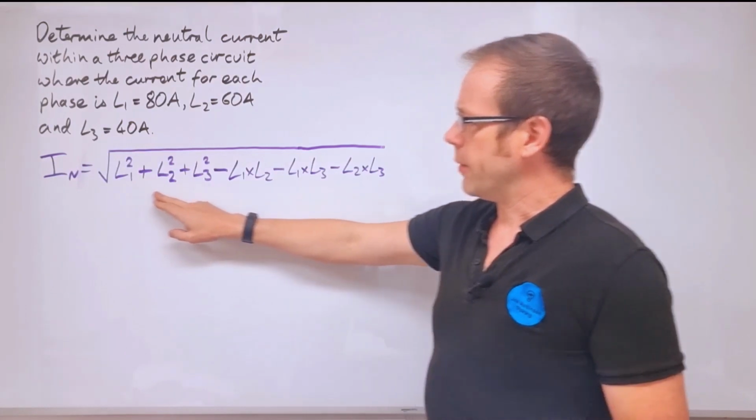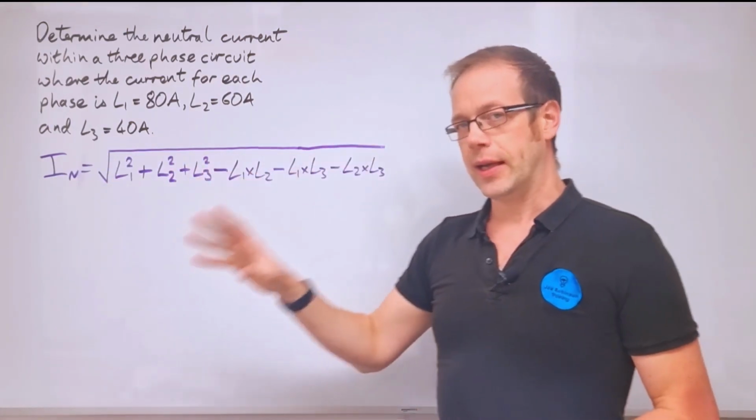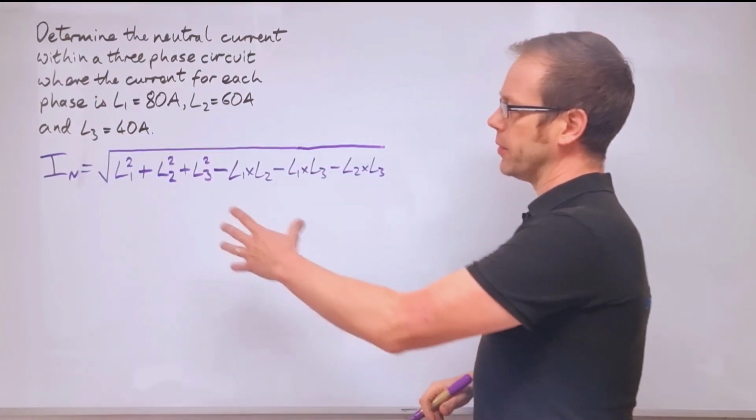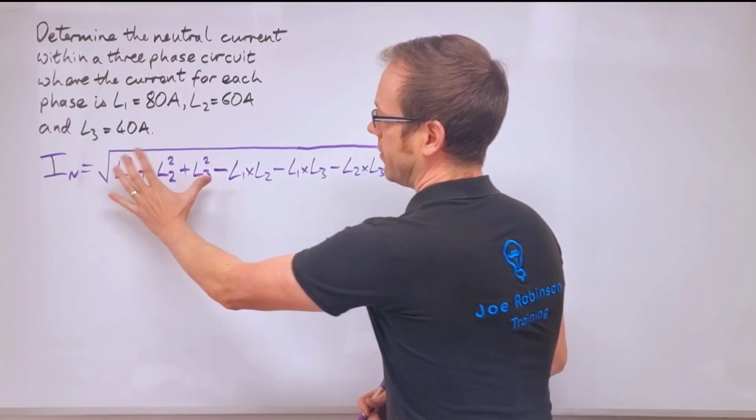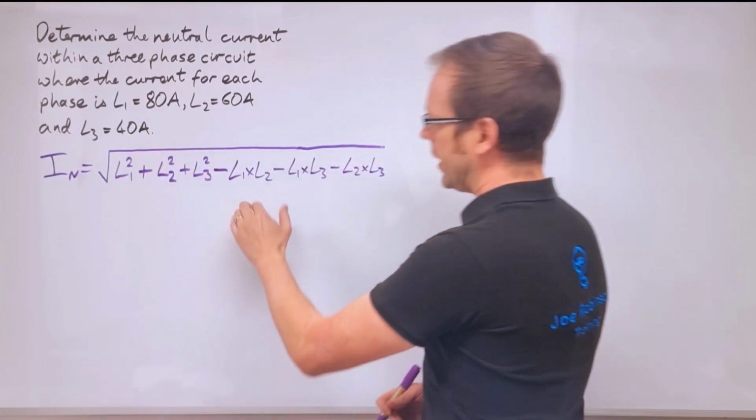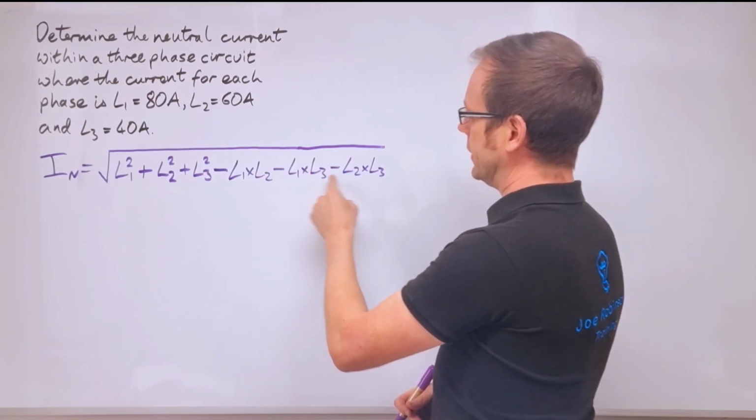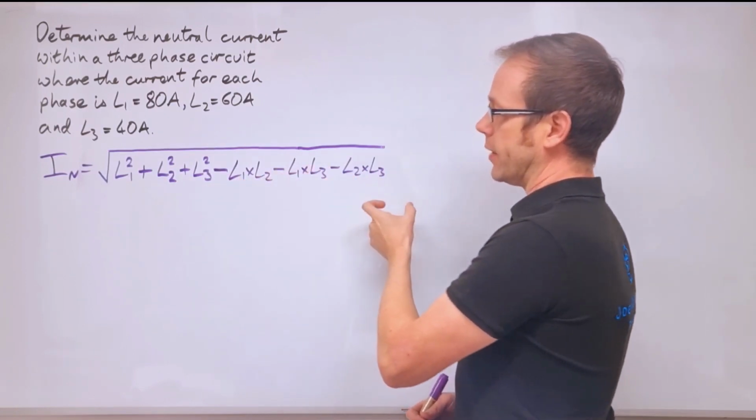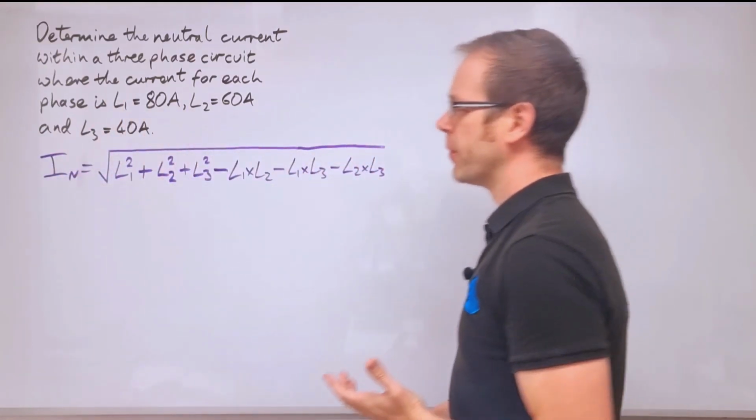So that's what we're aiming for. It looks scary, but if you break it down into its component parts, it's not too bad. What we're doing is squaring each one of the currents and then adding them together. That's that chunk there. And then we're taking each current and multiplying it by every other current and subtracting each of those values from the total answer here. And then we're just square rooting the whole thing.